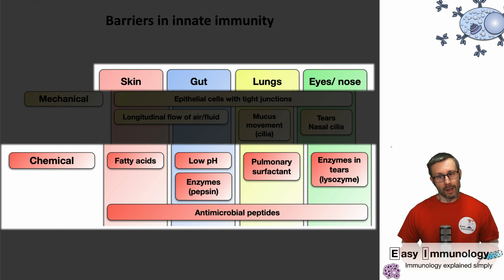For example, on all barriers, you have so-called antimicrobial peptides, which damage pathogens. We will look at this in more detail in a second. In the skin, you have fatty acids. So these are special molecules that integrate into the membrane of, for example, bacteria, and they disturb the function of that membrane. So this is not so healthy.